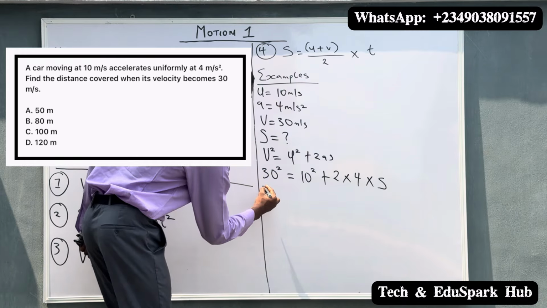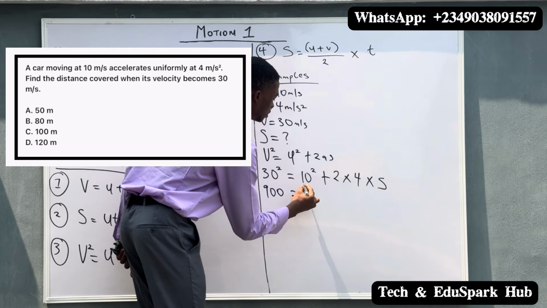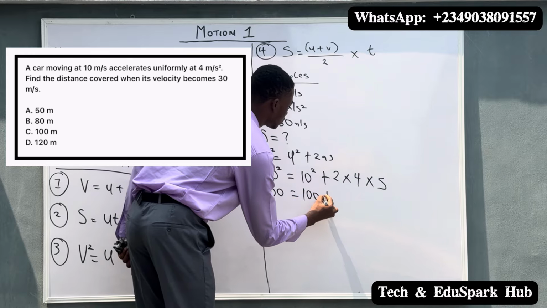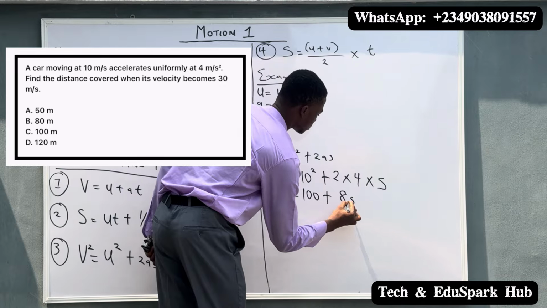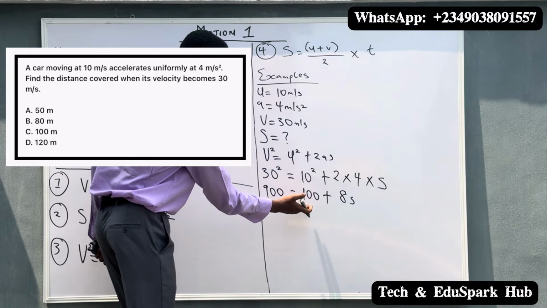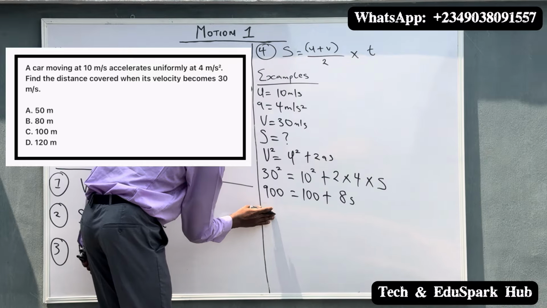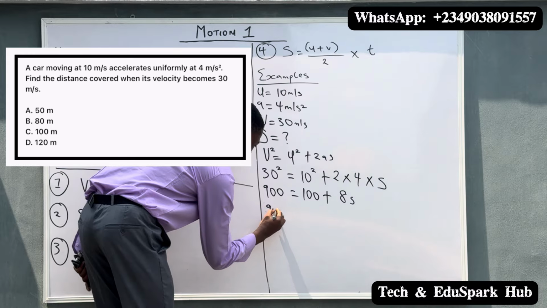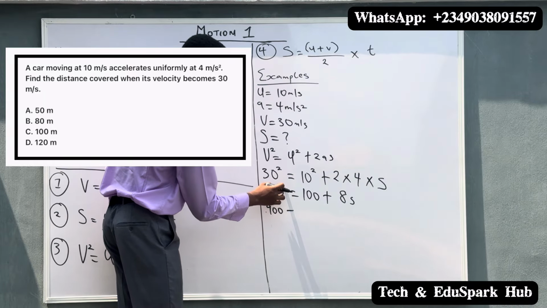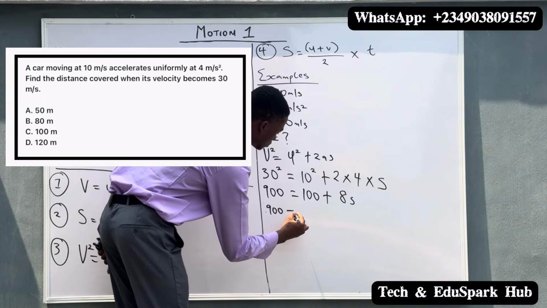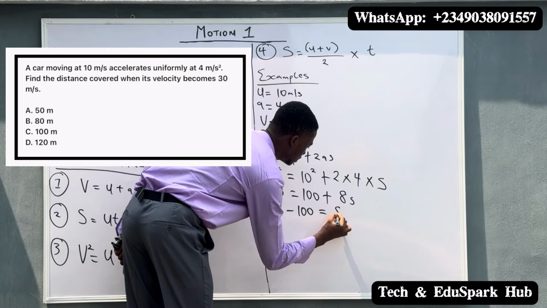So in this case, 30 square will give you 900. So you have 900 equals to, what is our 10 square? 10 square is 100, plus what is 2 multiplied by 4 multiplied by s? You have 8s. So in this case, 100 can come to this side. So you have 900 minus, because when the positive sign is moving to the opposite direction, it will turn to negative. So you have minus 100 is equal to this 8s.